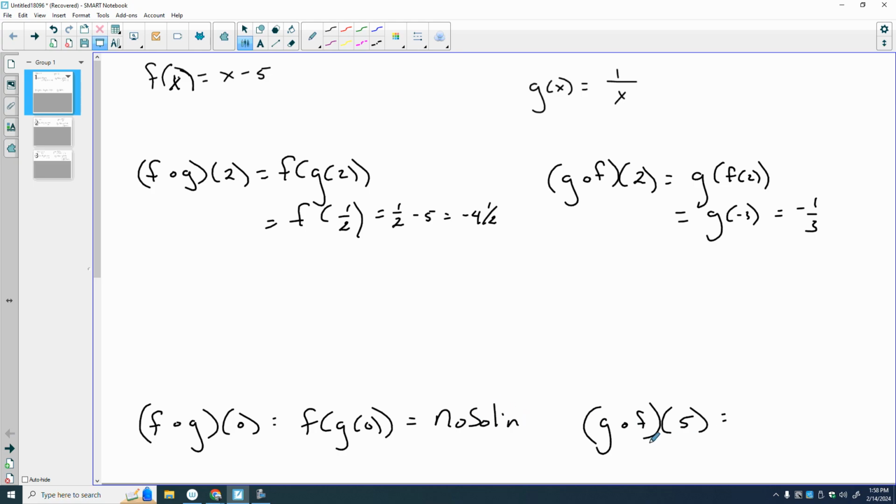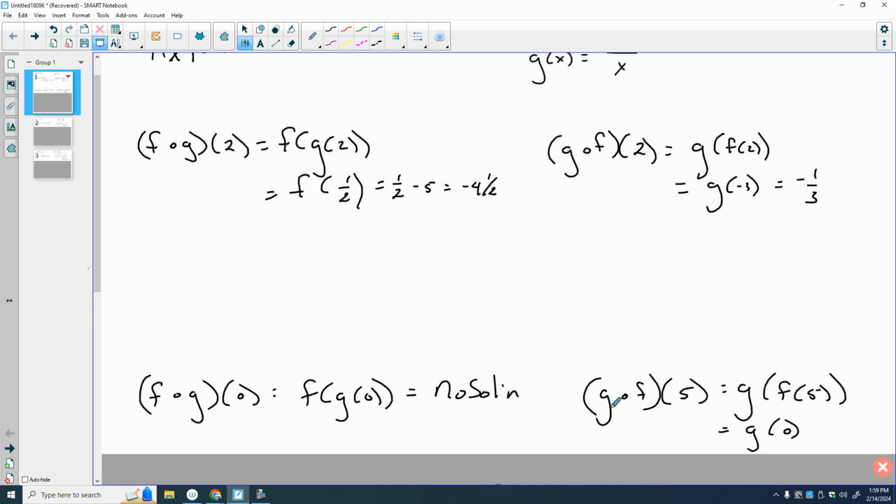How about this one? G of f of 5. So if I plug in 5 into f first, right? So I rewrite this. This means G of f of 5. Do f of 5 first. So I put 5 into f. That worked fine. And now I have G of 0. But like we just said, G of 0 doesn't work.